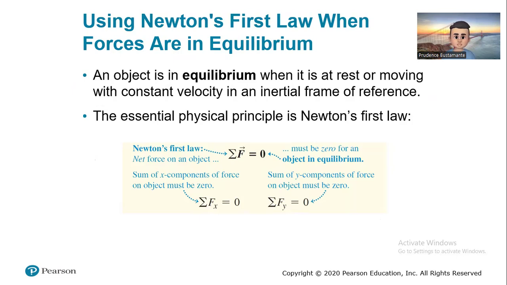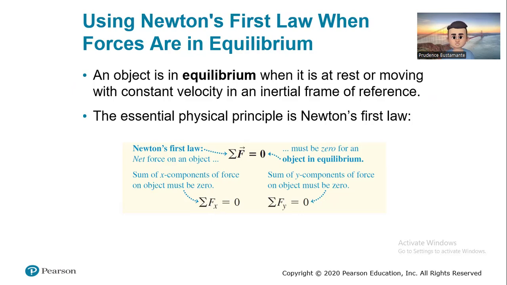Okay. So the first law that we're going to discuss is Newton's first law of motion. Using Newton's first law, when forces are in equilibrium, we discussed what equilibrium means. It means that your particle or system is either at rest or moving with constant velocity. Of course, it must be in an inertial frame of reference, meaning not an accelerating frame.